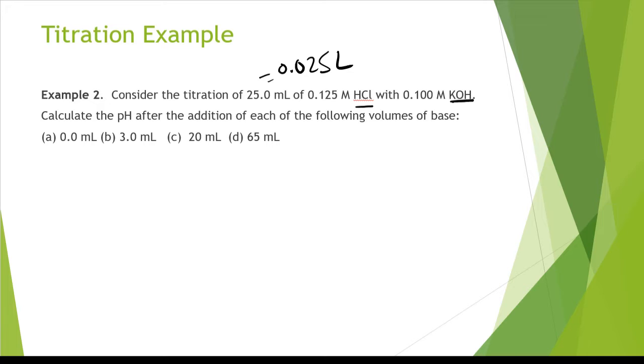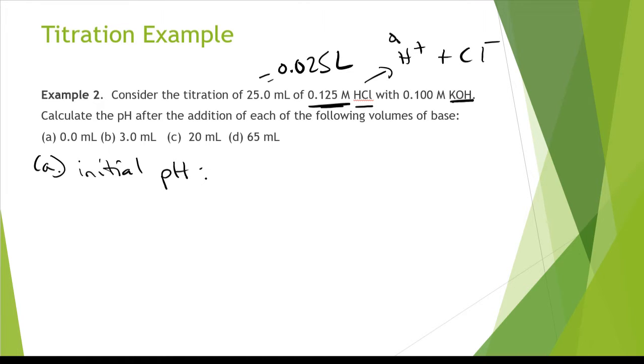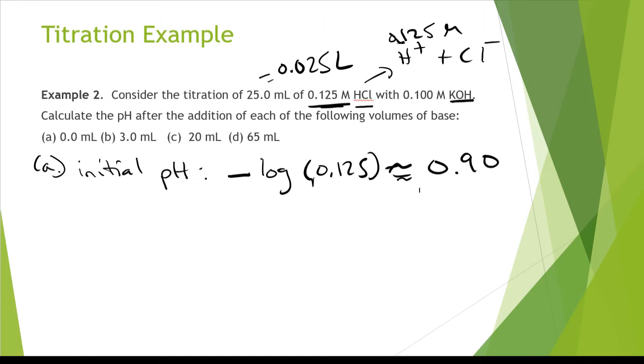So let's go ahead and do that. So we're going to do the initial pH. So part A is the initial. Okay, where we add no base at all, right? We just find the concentration of that. That's pretty easy. Well, remember that we said that that breaks up into hydrogen ion and chloride. So whatever the concentration is here, that's going to be the concentration of this guy, right? So therefore, we could just take the negative log of 0.125 and get our pH. In this case, our pH will be roughly 0.90. Okay, so that would be the answer for part A.